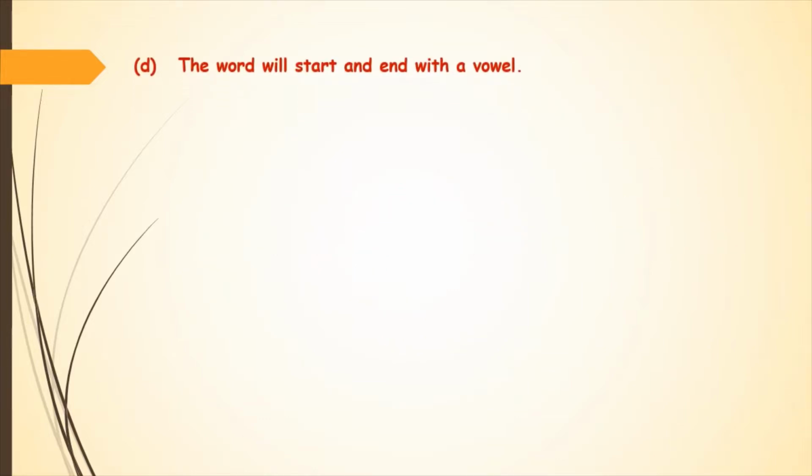The last question from this problem is the word start and end with a vowel. So again here these are 8 places where we are going to arrange the 8 letters from the word question. Out of these 8 places, the first and last place will be occupied by a vowel. So first we will see which are the vowels in the word question. In the word question there are 4 vowels: U, E, I and O.